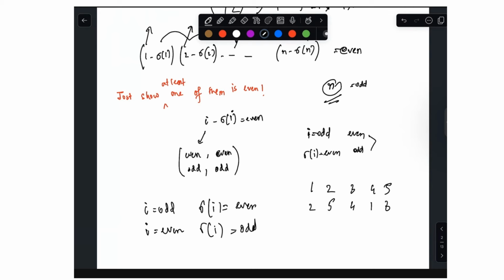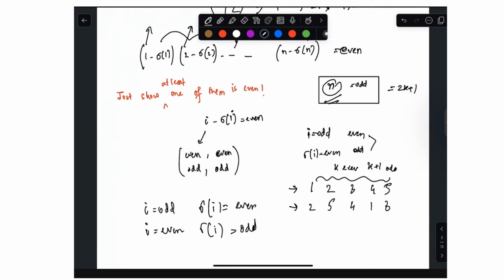Now you go back and see that you have not used this. That means the number of odd and even is not equal, and this is exactly what happens when n is odd. Since the number of odd and even are not equal, if n is odd, let's say it's 2k plus 1, then there are k even numbers and k plus 1 odd numbers. Now you're mapping those k even numbers and k plus 1 odd numbers to k even numbers and k plus 1 odd numbers, right?